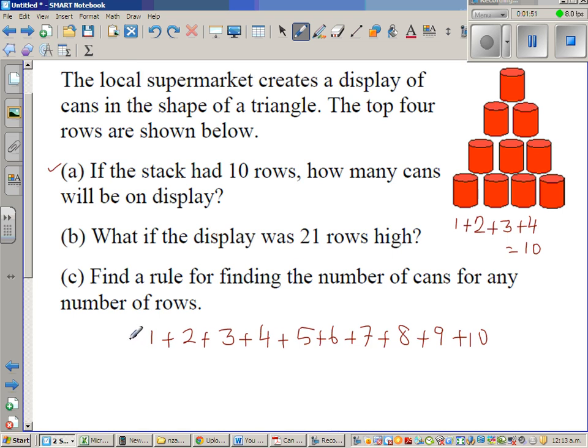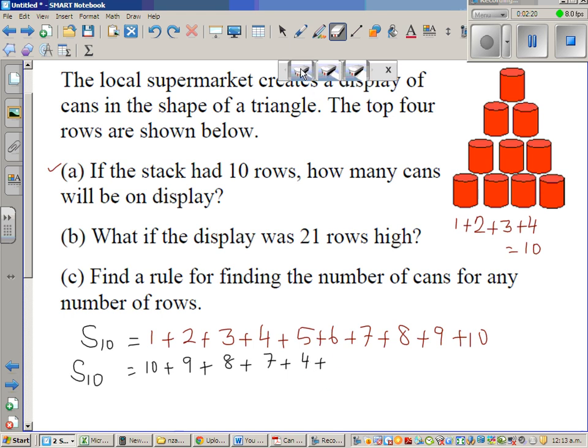So I'm going to call this S10. S stands for the sum of the first 10 counting numbers. Can I write this S10 in reverse order, like 10 plus 9 plus 8 plus 7, and then, oh yes, I'm making mistakes. After 7, you have 6 plus 5 plus 4 plus 3 plus 2 plus 1.